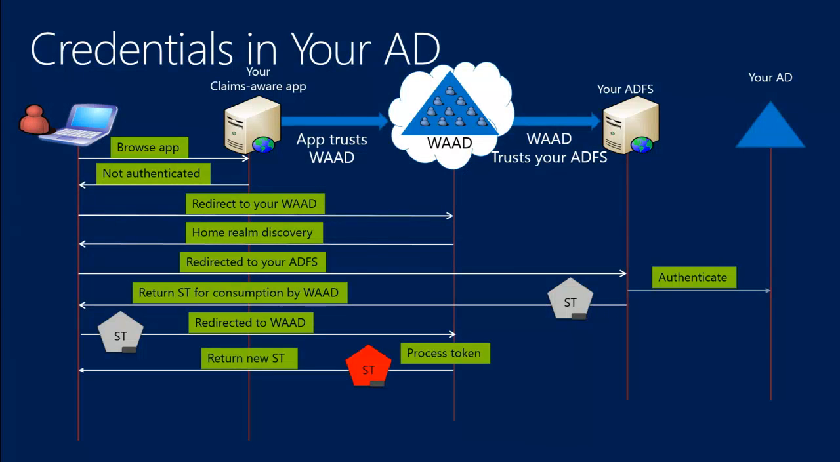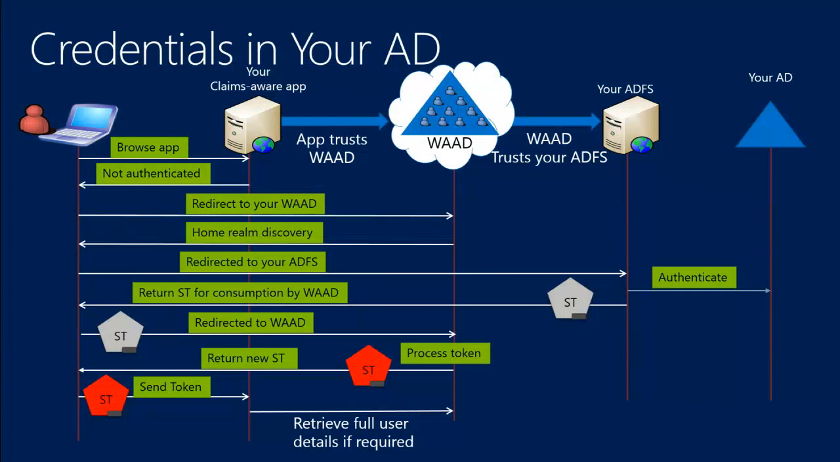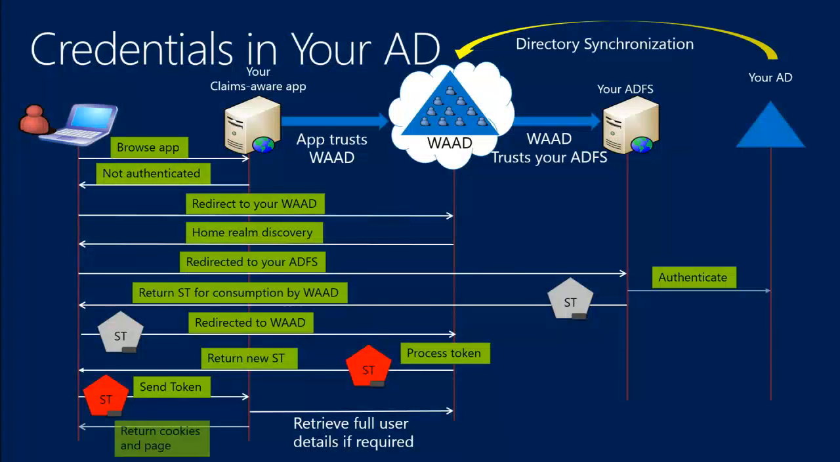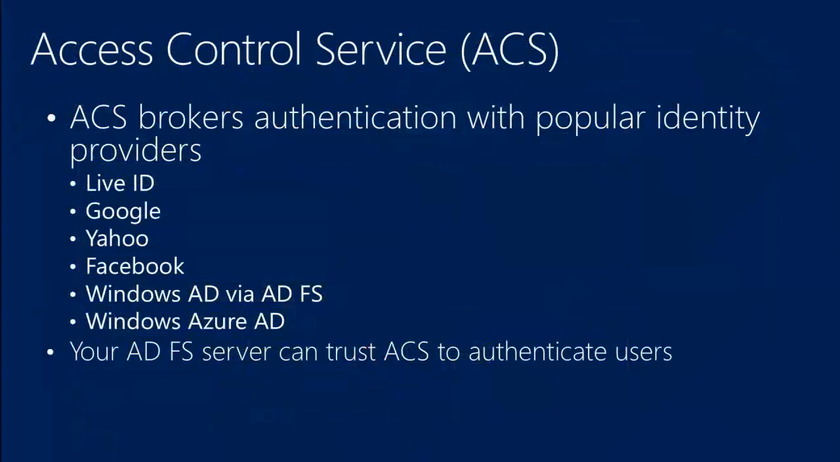which processes the token, returns it, and finally we pass it back to the claims-aware app. I refer to this as the federation dance, and it looks very tortuous. But as soon as you've got the cookies, you don't need to bounce around all the time. So every time you go back, you've got session cookies. And you can then retrieve the user information as much as necessary. To be able to do that, we do directory synchronization. So we're synchronizing our users from our AD into the Windows Azure Active Directory, and then we return the cookies and the page. The last bit of the equation is the Access Control Service.